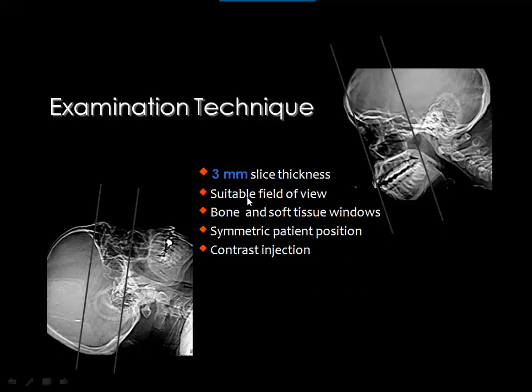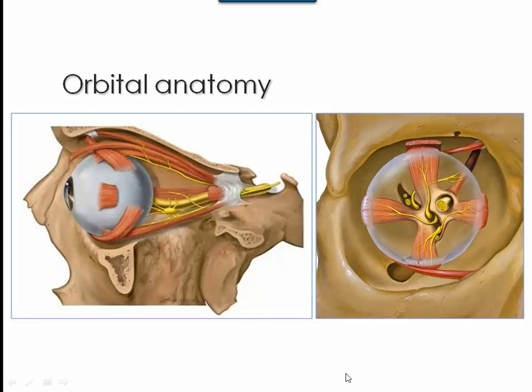The scanning intervals are usually taken at 3 millimeter, and we select a suitable field of view to cover the area of the orbits and the adjacent structures. We should ensure symmetric patient position on the machine, and in imaging display we use the bone and soft tissue windows, and sometimes we need to inject intravenous contrast material.